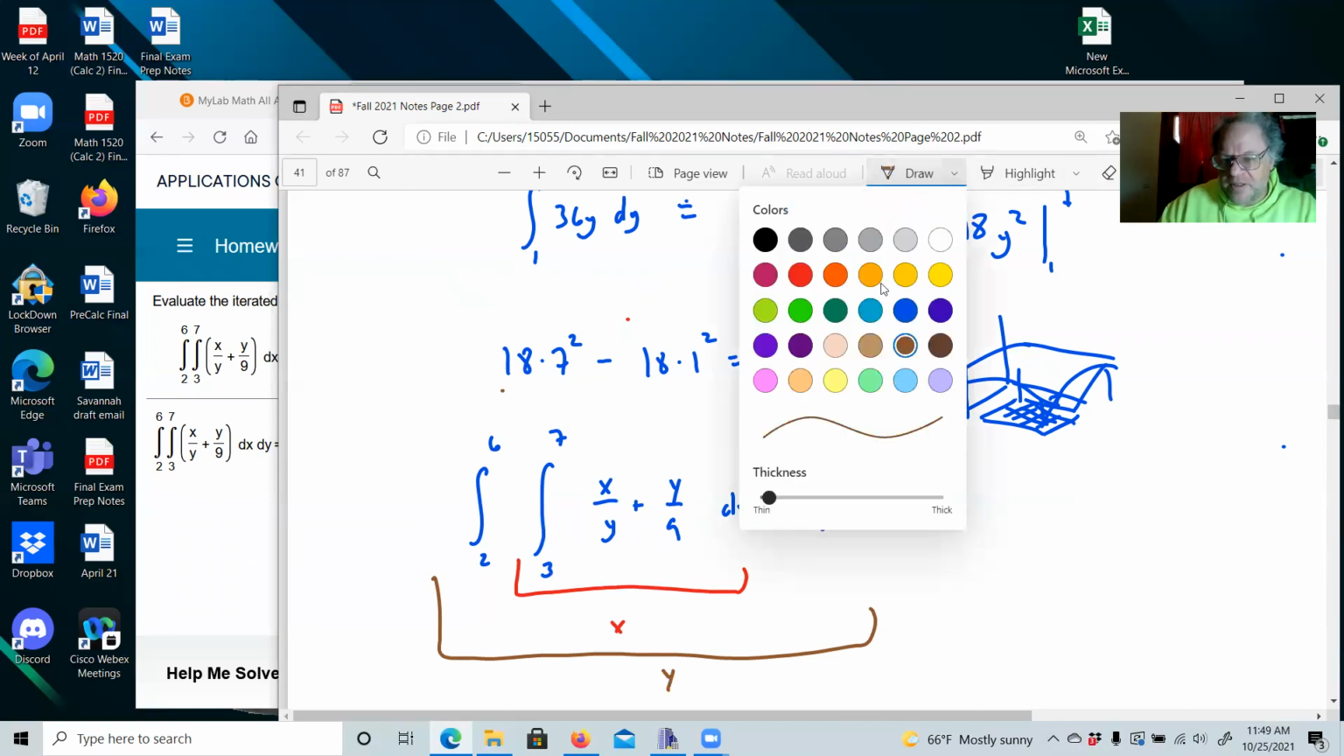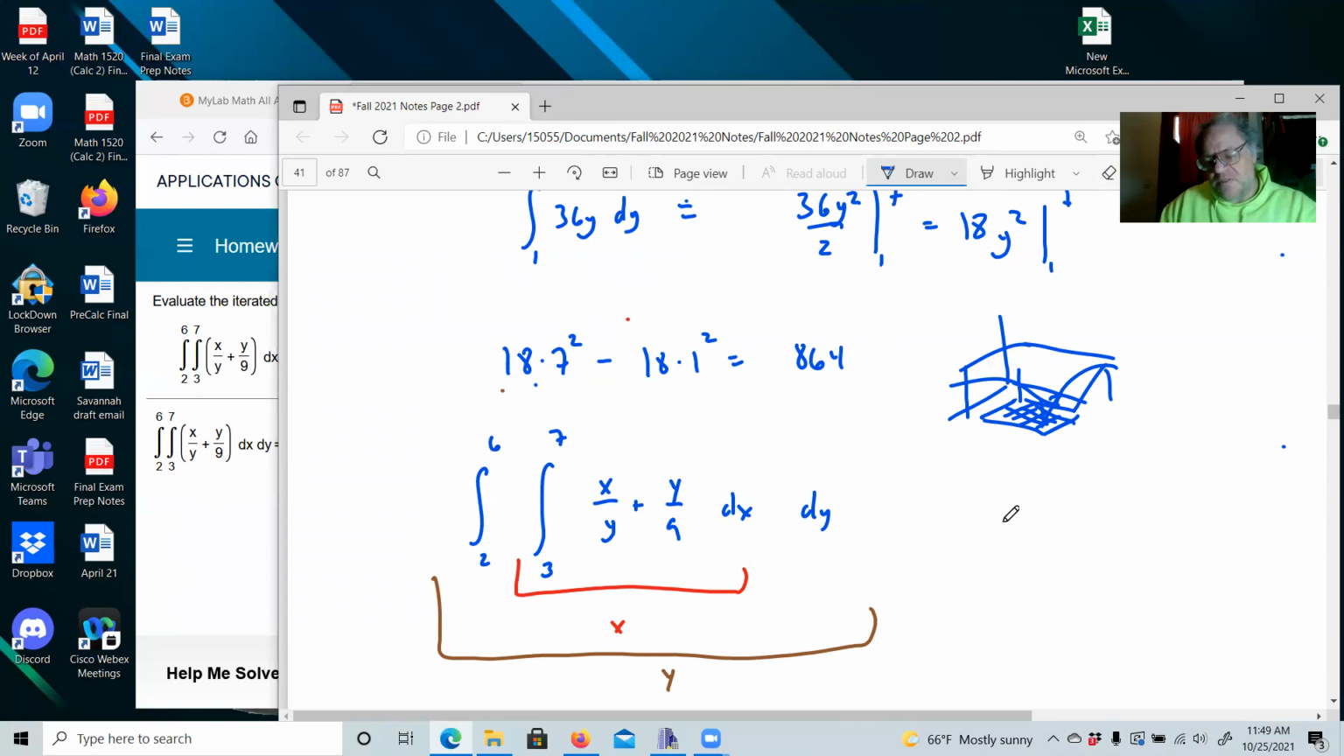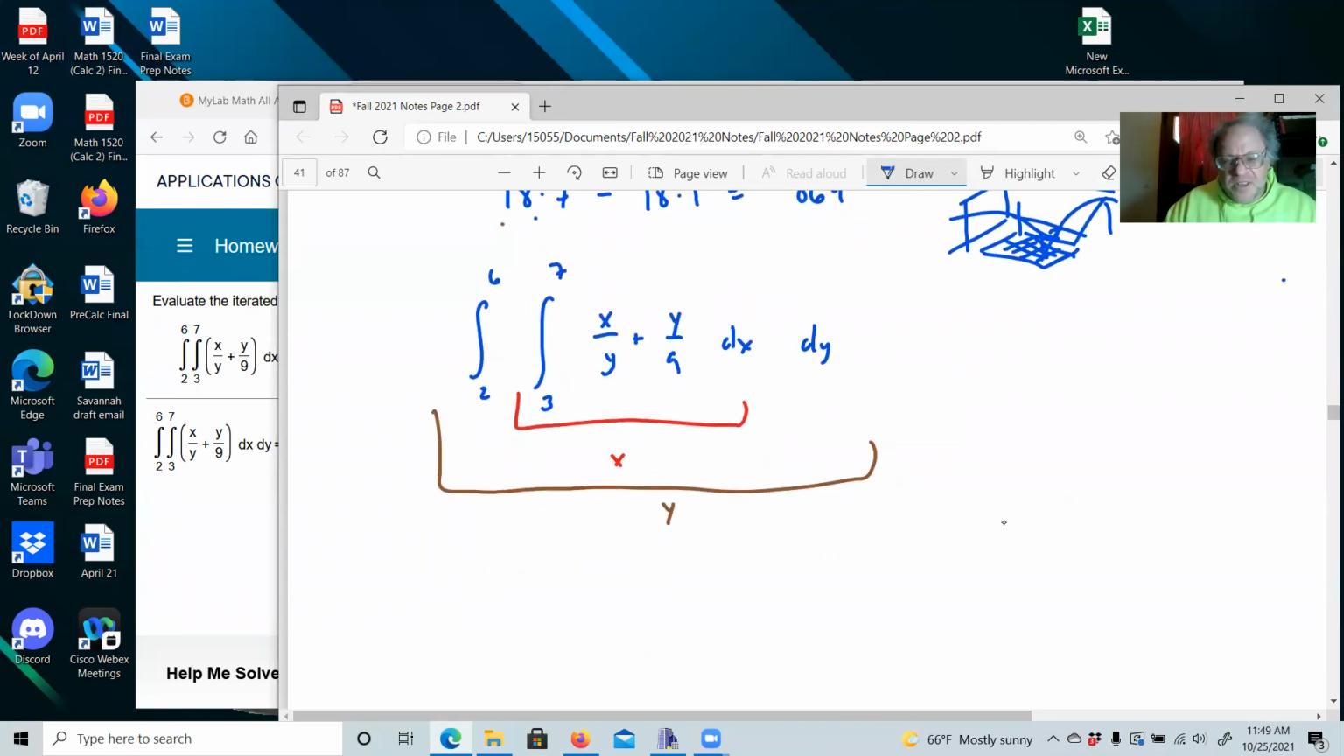So let's try something. I don't know if the later parts of the homework are going to have us do this, but let's go ahead and change it. So let's change this from 3 to 7, 2 to 6, and we'll still have x over y plus y over 9. Now, because this 2 and this 6 is the range of y, we have to change the dy, and then we'll have our dx later. 7 to 3 rather, that was our dx. 2 to 6, that was our dy.